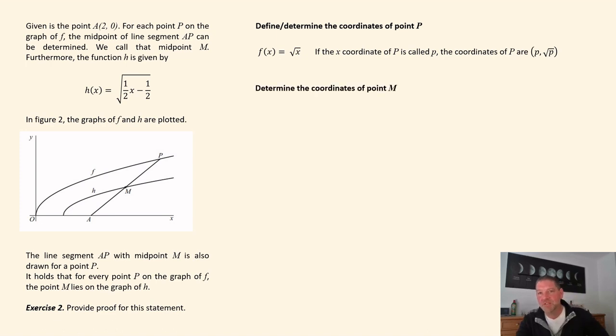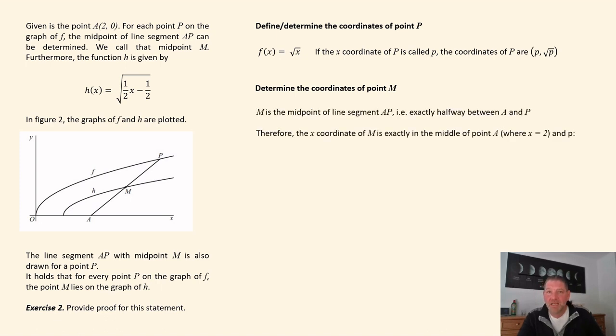Now with this we might be able to determine the coordinates of point M. Remember that point M is exactly in between point A and point P. Now we know the coordinates of point A, 2, 0, and we know the coordinates of point P, P, square root of P. So then M is the middle point of this line segment, in other words, exactly halfway between A and P. Therefore, the x-coordinate of M is exactly in the middle of point A, where x is 2, and P. So then the middle point between point A and point P in the x direction is half of P plus 2. And simplifying this is half P plus 1.